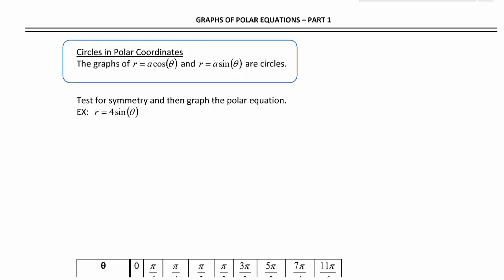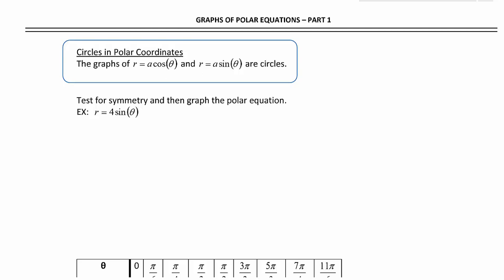This video is the first of two where we will be graphing polar equations. In this video, we're going to be graphing a circle in polar coordinates. The graphs of r equals a times cosine theta and r equals a times sine of theta are circles.